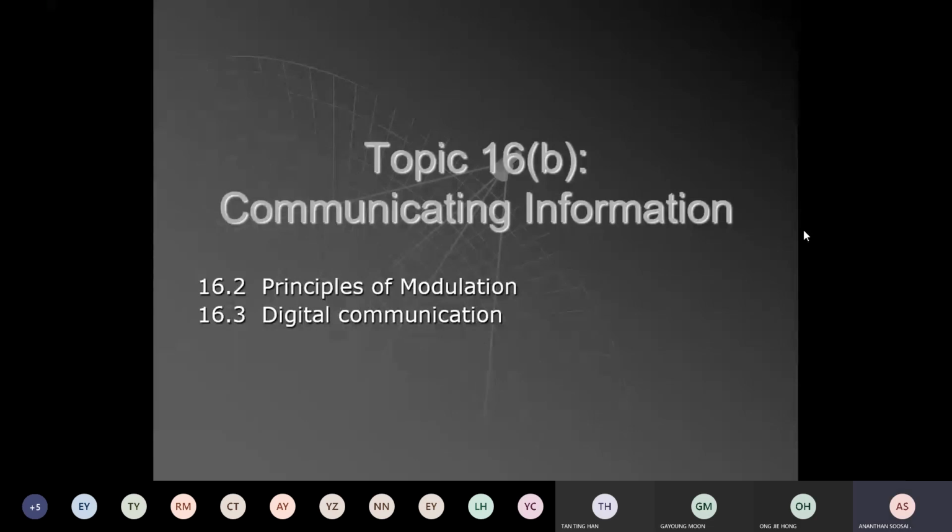So today what you're going to learn is how the signal undergoes something called modulation. The principle of modulation we're going to discuss. Then later we're going to discuss digital communication, and why digital is better than analog. First, let's talk about the principle of modulation.